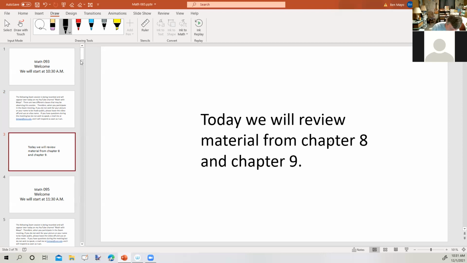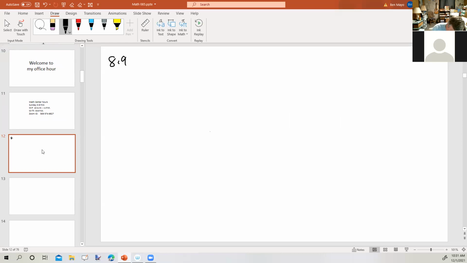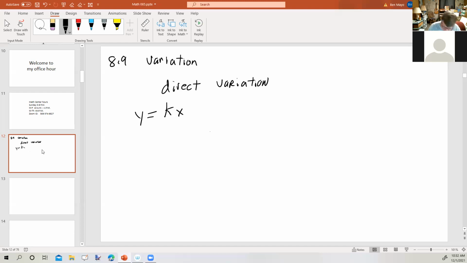Okay, well then we'll go ahead and take a look at section 8.9, which is variation. And there are 3 types of variation that we looked at. The first one is called direct variation. It is typically in the form y equals kx, where x and y go up together. If one goes up, the other goes up. If one goes down, the other goes down. K is the variation constant. And let's see here. Here's an example.